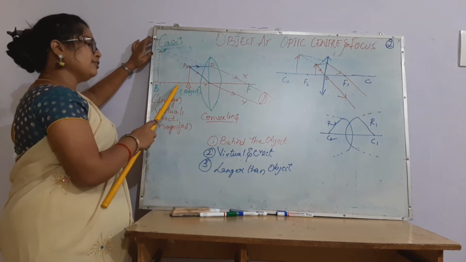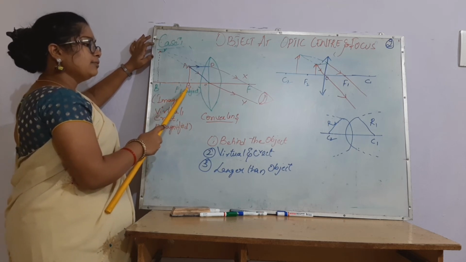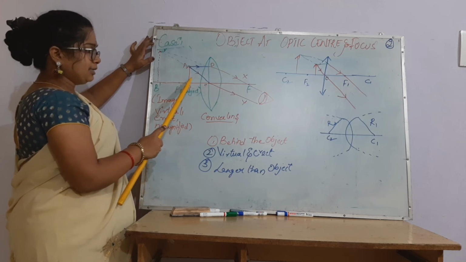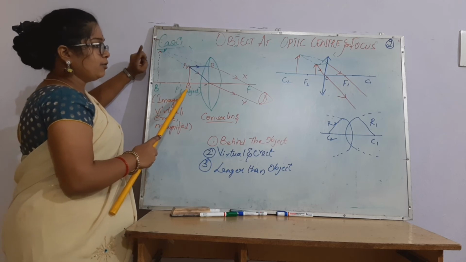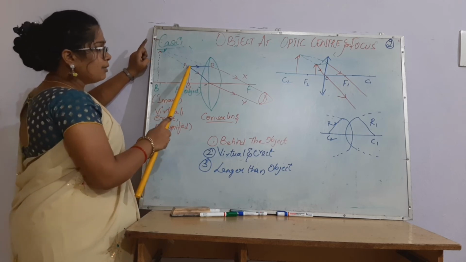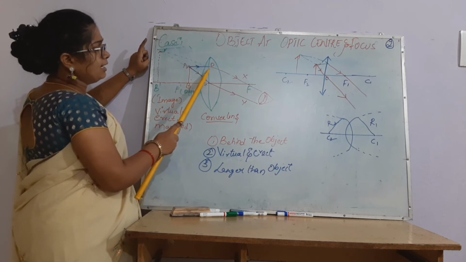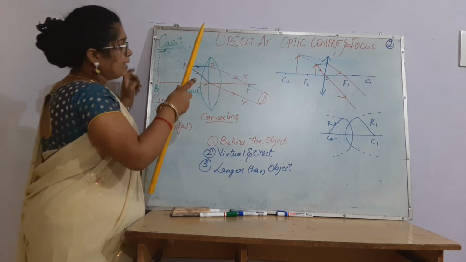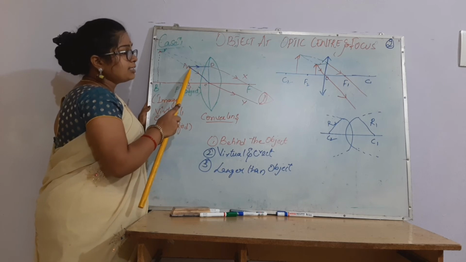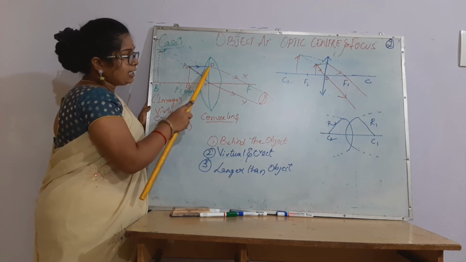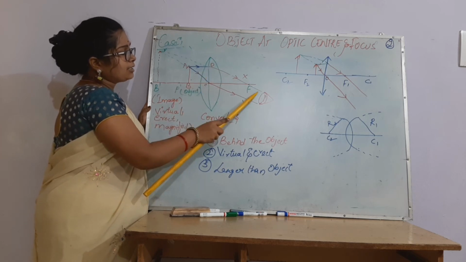Between the center of curvature and the focus, on this side. And when it is kept like this, AB is the object. One ray, according to the rules of rays, traveling parallel to the principal axis passes at D. It suffers refraction at D, and after the refraction it passes through the focus.